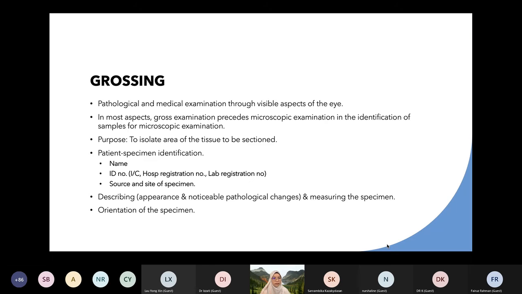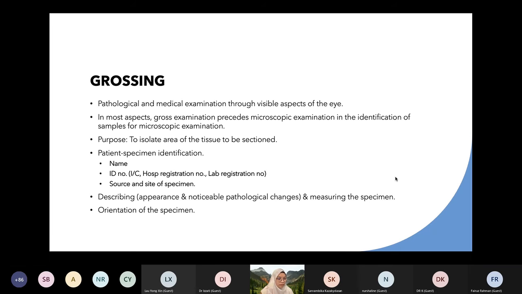Grossing is pathological and medical examination through the visible aspects seen by our eyes. Generally, gross examination precedes microscopic examination, where we first identify the pathological area in the specimen and submit it for further examination under the microscope. For instance, gross examination helps the pathologist to identify cells or tissues that have lumps that might possibly be cancer or tumor, and later microscopic examination is used to confirm this.